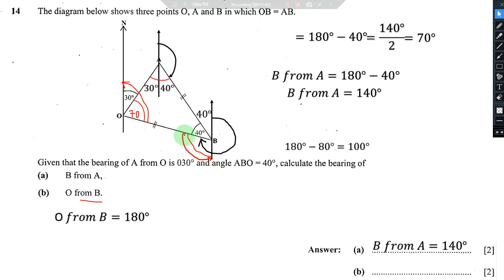So this angle that we are looking for is 100. So plus 100, adding that will give us 280 degrees. So the bearing of O from B is 280 degrees.